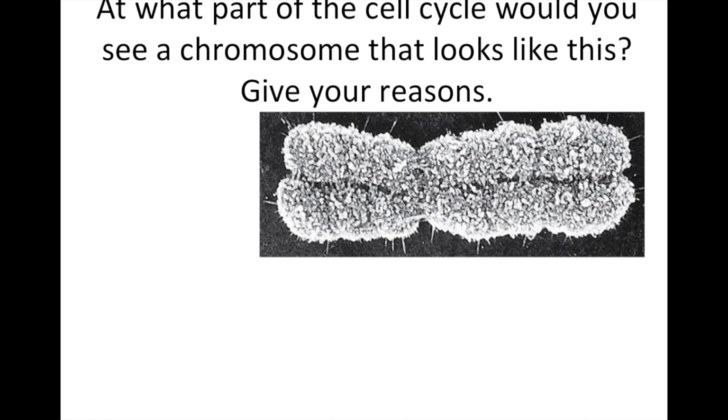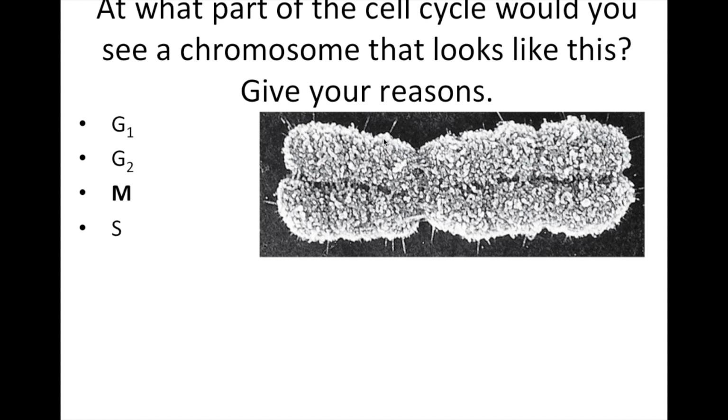So if you were given a picture of this, what part of the cell cycle would you think that it is in? G1, G2, M, or S? So I want you to think about how many chromosomes are present, or how many sister chromatids are present. And I want you to think about the shape of them. Are they stretched out, or are they condensed? So hopefully you're realizing that they are condensed, and that there's 2 sister chromatids.